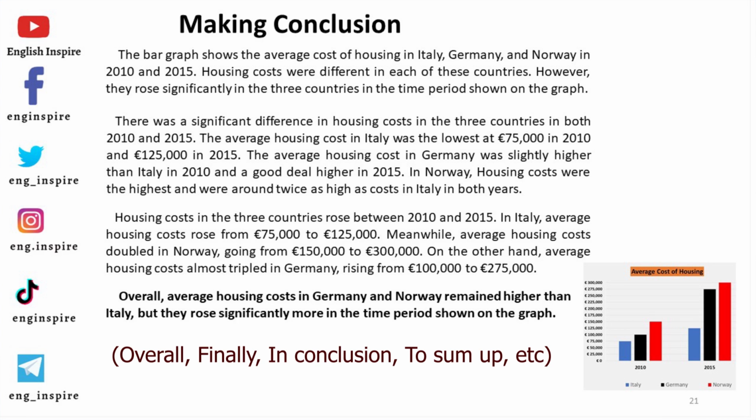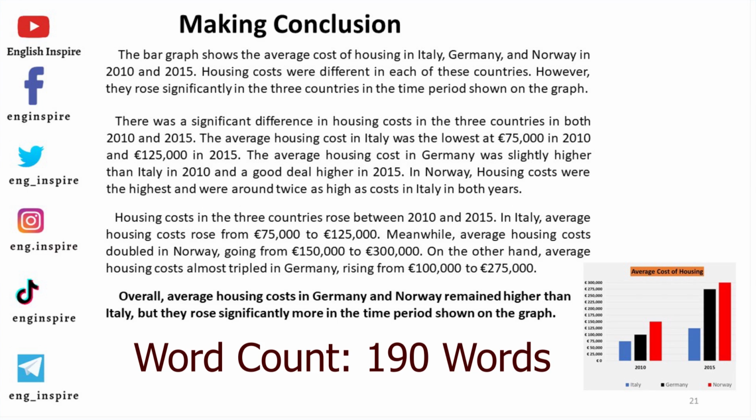So this is how we conclude our report. Overall, average housing costs in Germany and Norway remained higher than Italy, but they rose significantly more in the time period shown on the graph. In this way, we wrote about 190 words for task 1, which is wonderful for our word count.